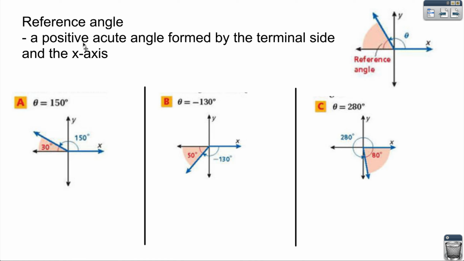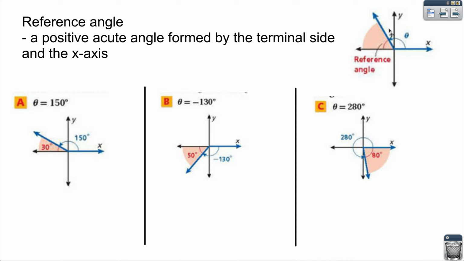So please take note. They will always be positive measures, which are acute, less than 90 degrees, and they're formed by the terminal side, wherever the angle ends, toward the x-axis. Let's look at a visual right here. To say that this is a reference angle, first you're instructed to take a look at this blue angle measure here, theta. This is theta, whatever that measure is.